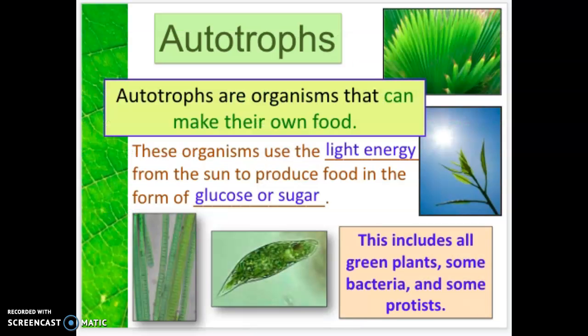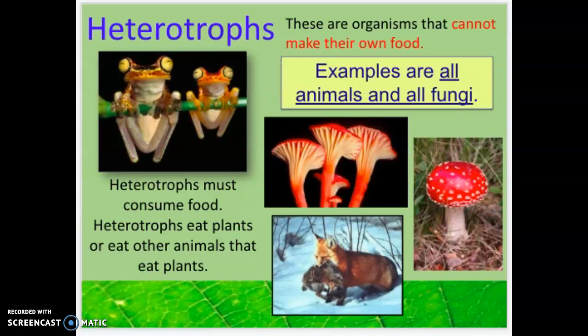All right, so to refresh your memory, autotrophs are organisms that can make their own food. These organisms use the light energy from the sun to produce food in the form of glucose, or what we call sugar. These include all green plants, some bacteria, and some protists. So bacteria, remember, are single-celled prokaryotic cells that are pretty basic, but if they have chloroplasts in them, they can undergo photosynthesis. All right, heterotrophs are organisms that must consume their food.